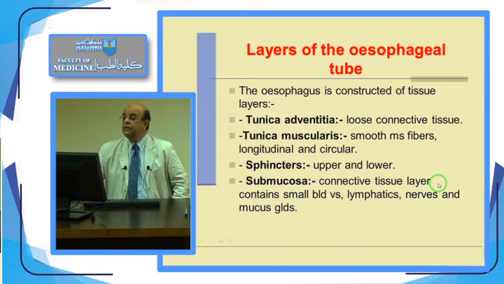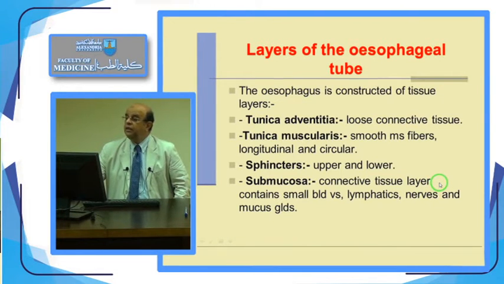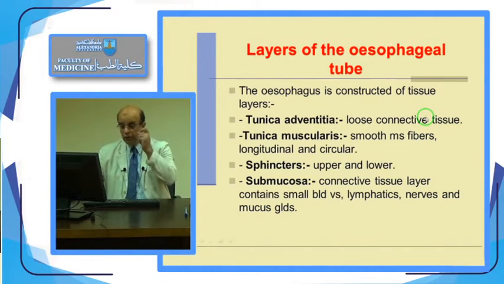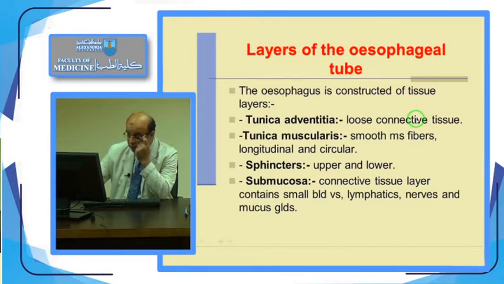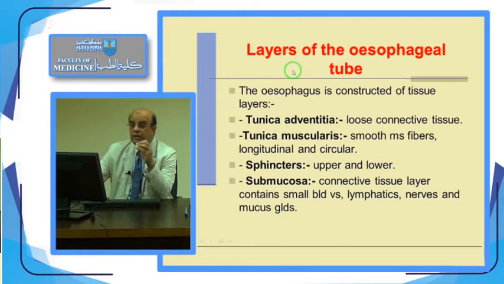The esophagus is formed of different layers which construct the esophageal wall. The tunica adventitia, which is formed of loose connective tissue and separates the esophagus in the chest, in the posterior mediastinum, from the adjacent and neighborhood structures. The esophagus is one of the GIT parts which has no serosa.